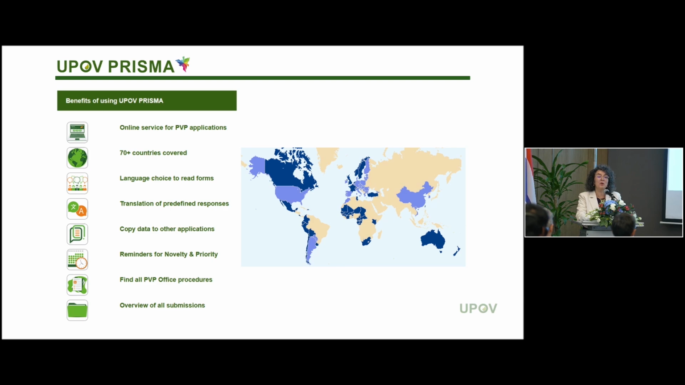And this is why we have a tool called UPOV PRISMA that facilitates the filing of applications in UPOV members. Now you can see that UPOV PRISMA is becoming more and more important worldwide, making it easier for breeders. I can see some of you nodding, because it's easier like that to identify the potential markets and to obtain protection more rapidly.